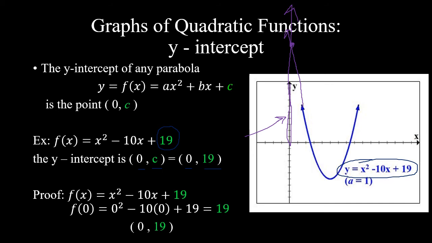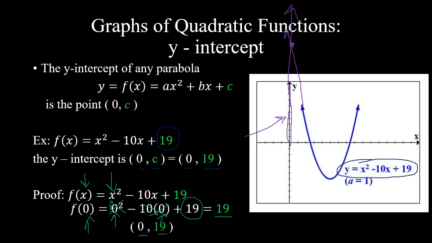And again, here's some proof if you don't quite believe me yet. If I'm looking for the y-intercept, I'm plugging in 0 for x. So everywhere I see an x, I'm going to plug in 0. That means f of 0 is 0 squared minus 10 times 0 plus 19. Well, 0 squared is 0, so that goes away. 10 times 0 is 0, so that goes away, which just leaves us with 19. So our y-intercept is (0, 19).